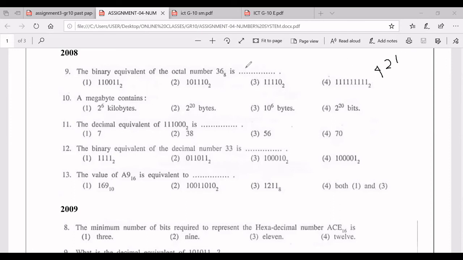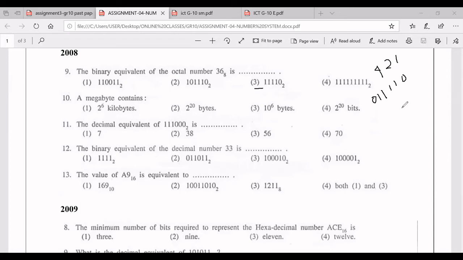So therefore you should form 6, right? You should form 6 by using 4 and 2. Therefore the answer is 110. Then the binary value of 6 is 110. Then after you have to denote 3. So to denote 3, 2 plus 1 is 3. So therefore you should put 0, 1, 1. So you can find that answer. What is that answer? 110011. So the third one is the answer.